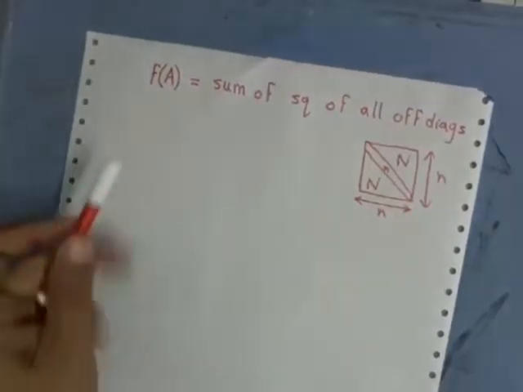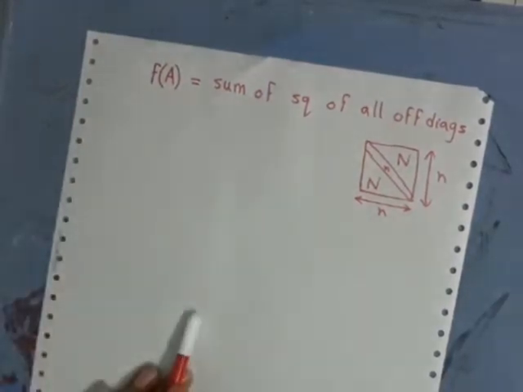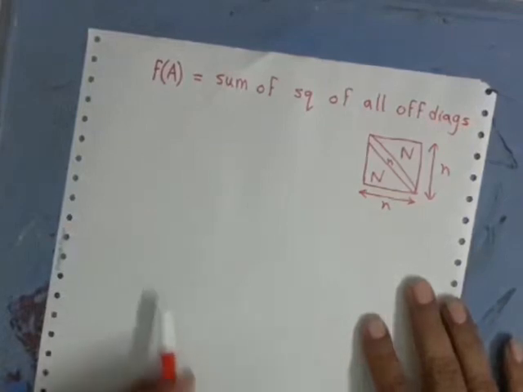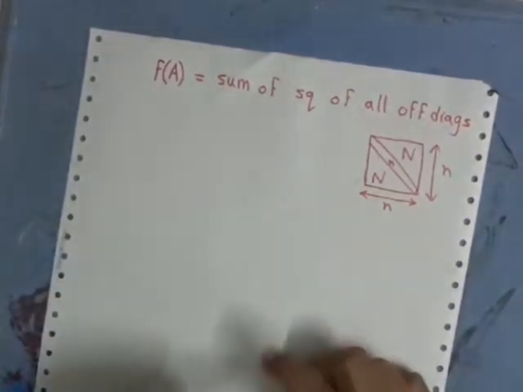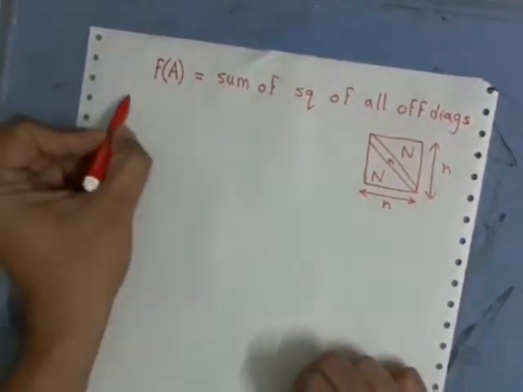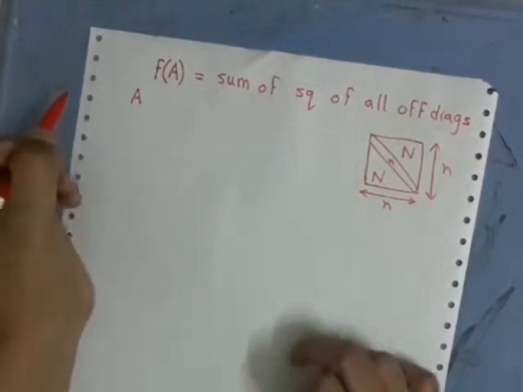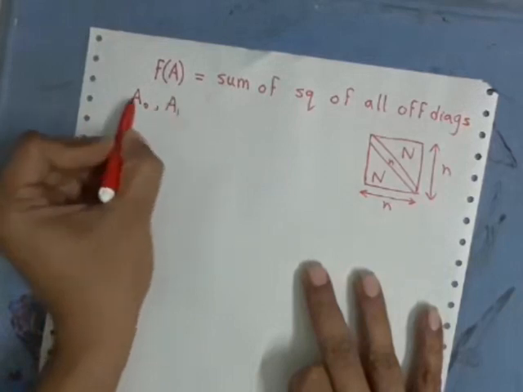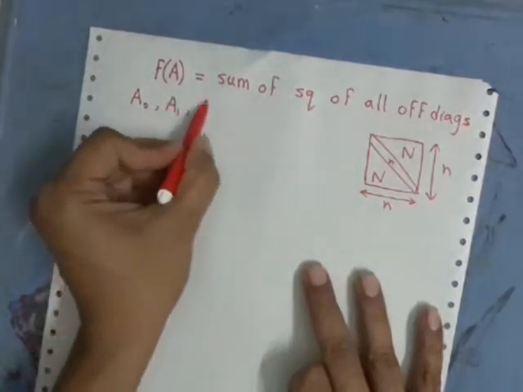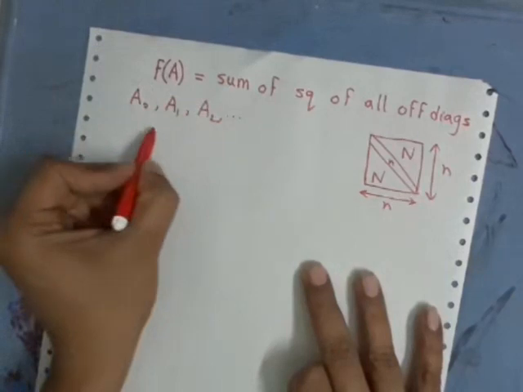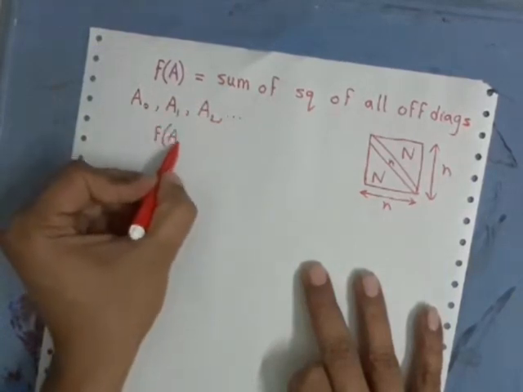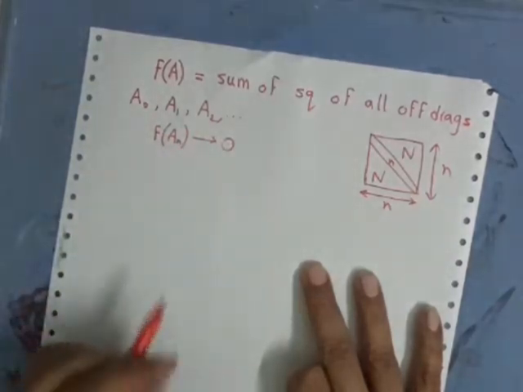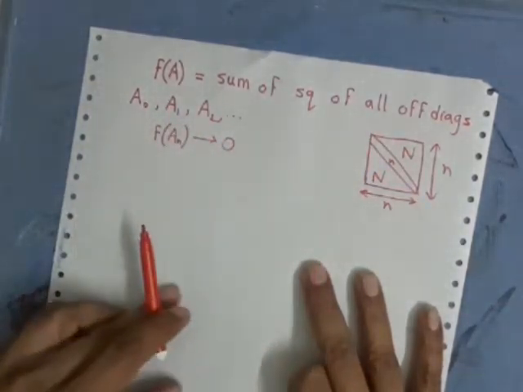So we are trying to show that this quantity F(A), which is the sum of squares of all off-diagonal entries of the symmetric matrix A, will go to 0. If we start with our original matrix, suppose I call it A0, then we compute A1 by doing one Jacobi step, then I compute A2 and so on. I want to show that F(An) will go to 0, and that will show that each of the off-diagonals must also go to 0.